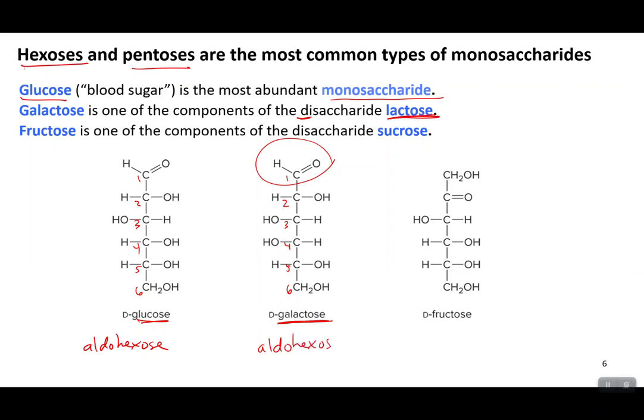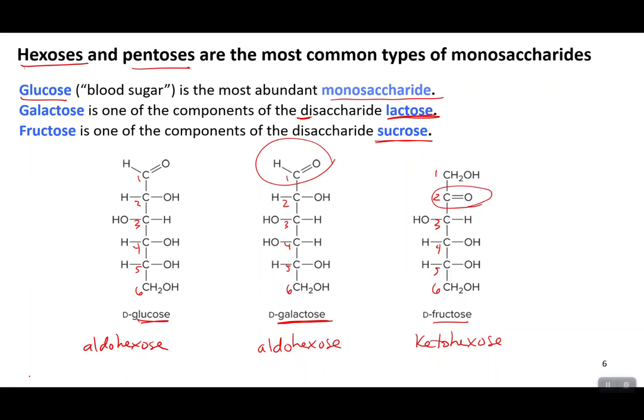Lastly, we have fructose, which is one of the components of sucrose. So sucrose, again, is going to have 2 monosaccharides in it, one of which is fructose. And if we count the carbons, we see that there are 6. It's also a type of hexose, but it's going to be a ketohexose because of this ketone functional group.